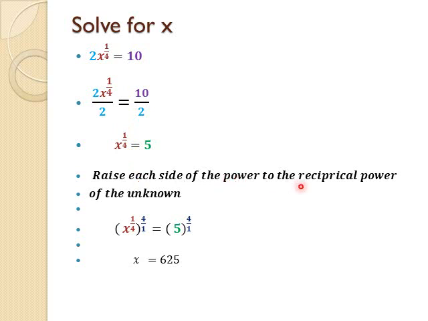Right? And raise each power to the reciprocal of the unknown. So to make a quarter 1, I'm going to multiply it by 4 over 1. Right? That gives me x to the power 1. And there 5 to the power 4. It's 5 times 5 times 5 times 5, gives me 625. Right? So I'm just doing one with a rational exponent, which is more grade 11 work. But I feel you're smart enough to understand the concept in grade 10 already. Sometimes we underestimate your intelligence.